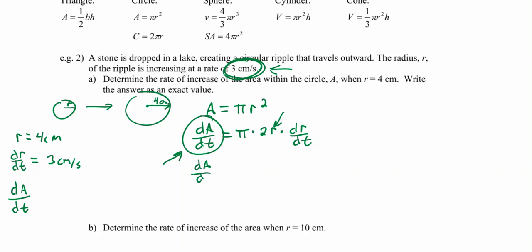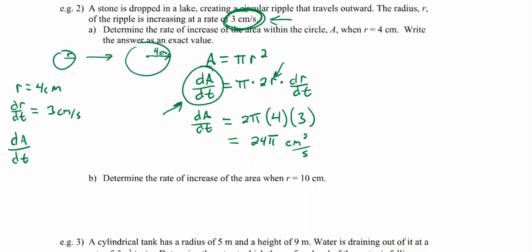So we're looking for dA dt, and that's equal to 2 pi times the radius of 4, and then dr dt was 3. So that's going to be 24 pi. And then what would my units be? Centimeters squared. There's one more part: per second, right? dA dt is change in area over change in time, so it's centimeters squared per second. Okay, that's it. Nothing to it, eh?